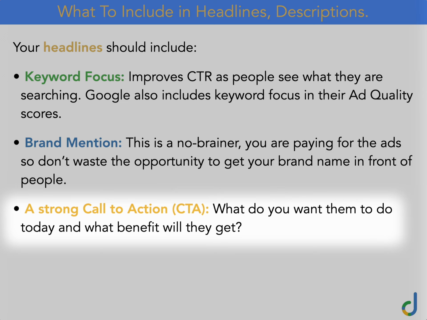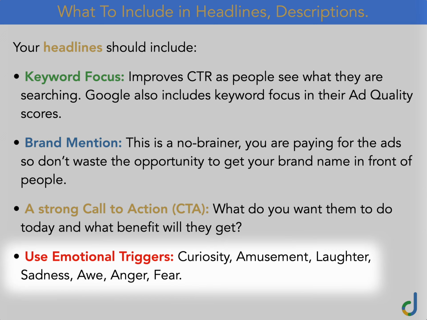And then I want to just take you through this last one. And this is probably the one that's most underused. A lot of people get the keyword focus, they even get the brand mention, and they get some call to actions. Where people fall down with their ad copy is they don't use emotional triggers. And what we're talking about here is how can you build curiosity, amusement, laughter, sadness, or fear or anger.